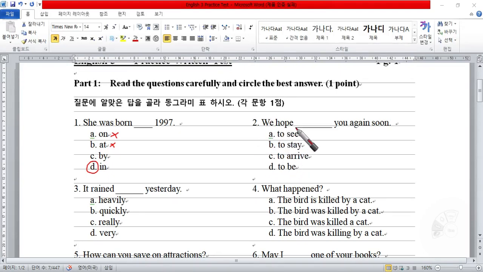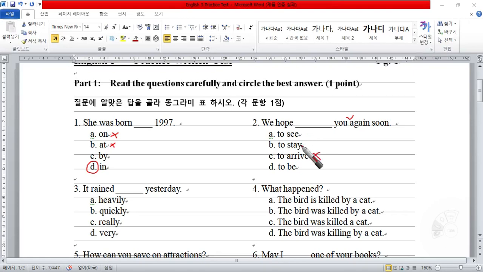Okay, we hope blank you again. Okay, now the answer is certainly not C. We hope to arrive you. So arrive doesn't work. We hope you arrive soon. Arrive again? That doesn't make any sense. Okay, but obviously arrive is something that happens when somebody comes to a specific place at a time.